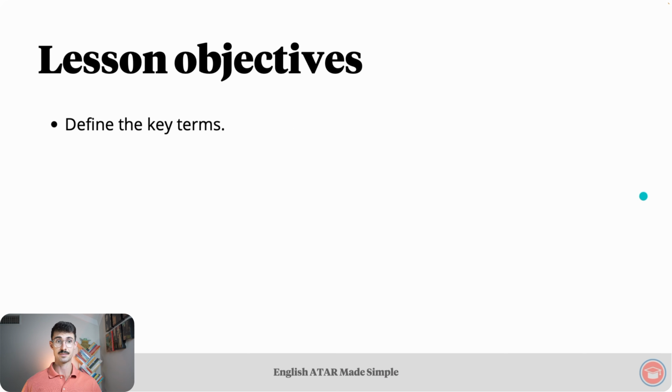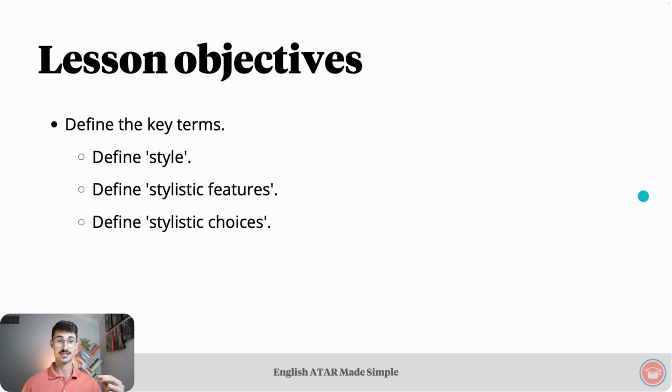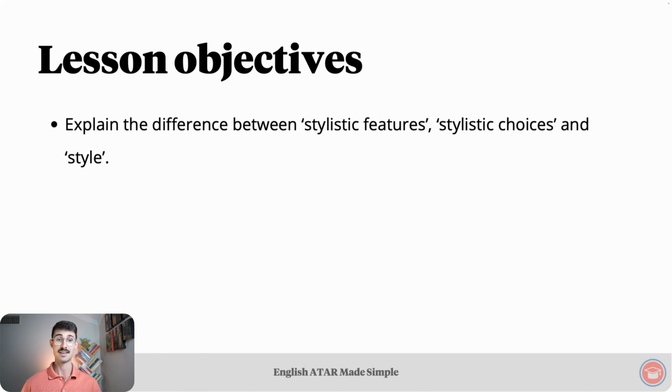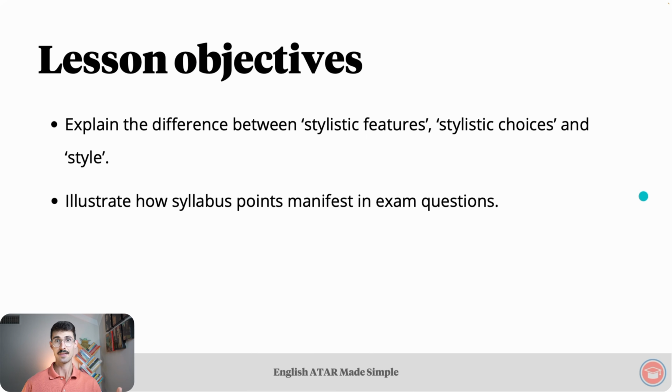Lesson objectives. Firstly, we are going to define the key terms. Then we will define style, define stylistic features, define stylistic choices. After that, we'll explain the difference between stylistic features, stylistic choices, and style. Then we will illustrate how the syllabus points manifest in exam questions.